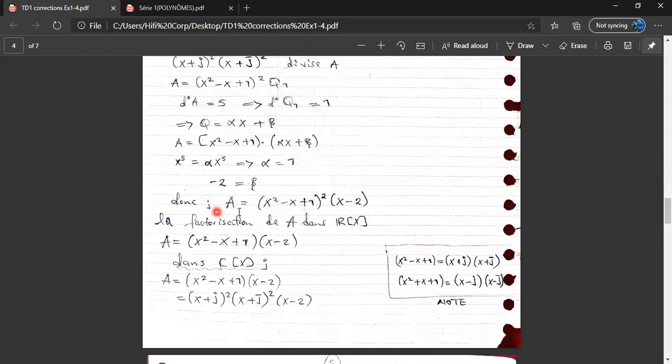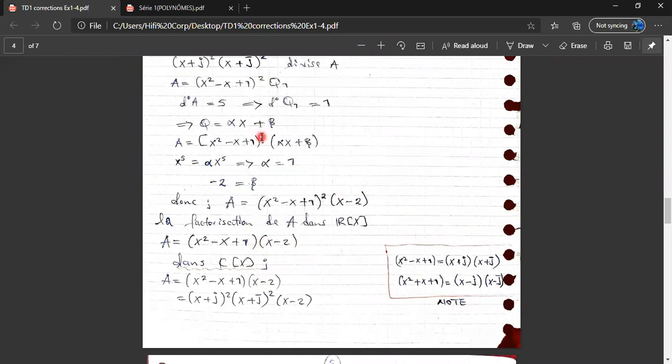So here you say the factorisation of A in R is equal to A is equal to (x squared minus x plus 1) squared times (x minus 2). So A is decomposed in this form. This is your answer. Here it is supposed to be squared. Even here it's squared.